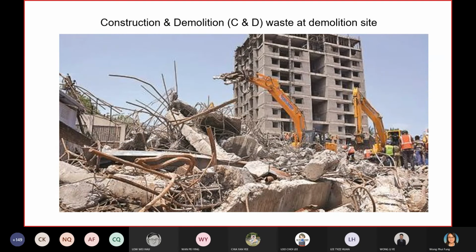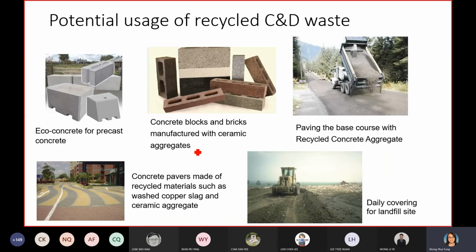Okay. And in the construction industry, they generate a lot of waste, which we call C&D waste, construction and demolition waste. Let's say you can see the concrete, broken tiles, brick, steel and timber. But all these things, the C&D waste, can be recycled.